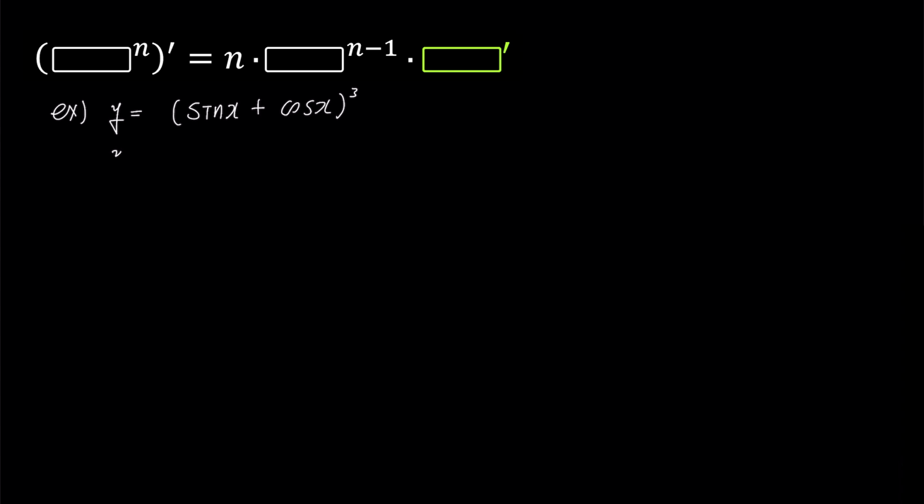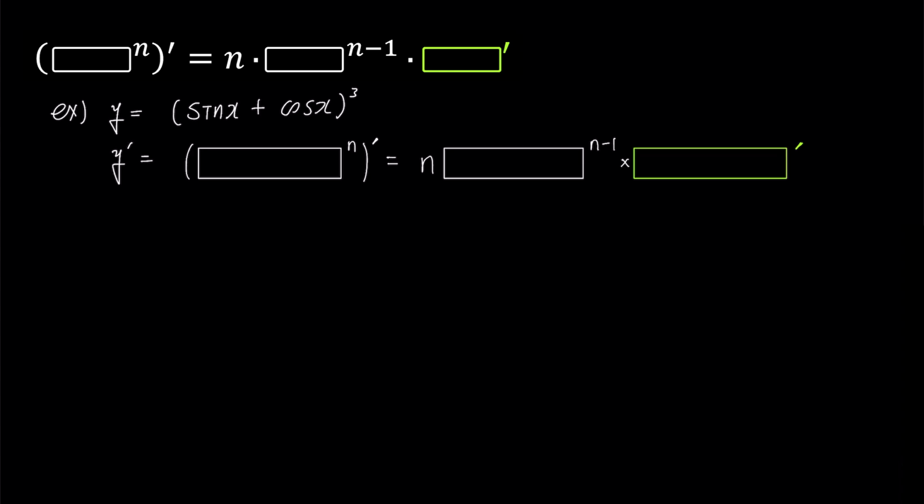First, let's bring out our box rule formula and compare it with the problem. We can see that the box should contain sine x plus cosine x, and the exponent value n is 3. Let's fill in the right box and the value of n. The n becomes 3, and we put sine x plus cosine x into the box, while the exponent decreases by 1 to become 3 minus 1.